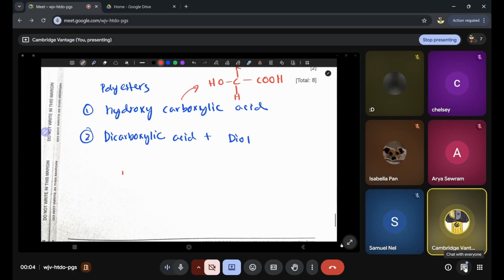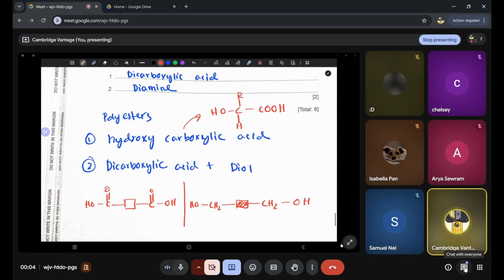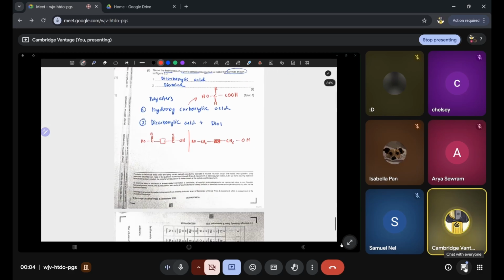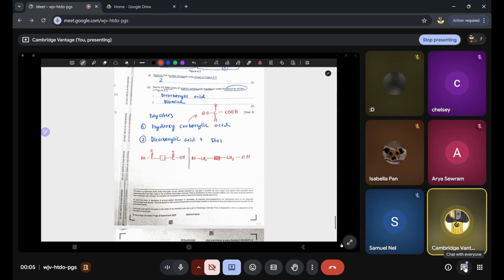And a dicarboxylic acid is just this, and a diol is just this, with CH2OH. So you will either need a pair of dicarboxylic acid and diol, or you will need a hydroxycarboxylic acid. And at the end, you will get a polyester over here. And students, that is basically the end of this paper.